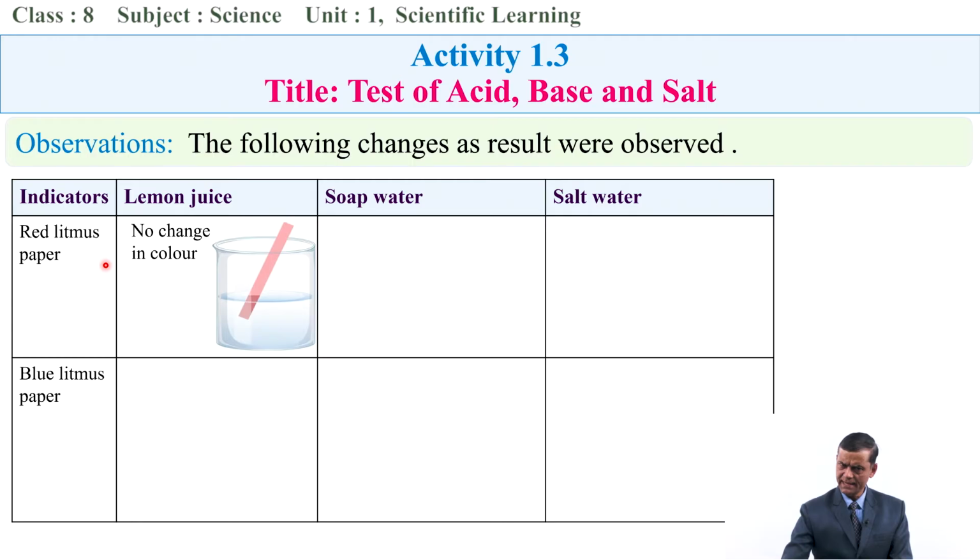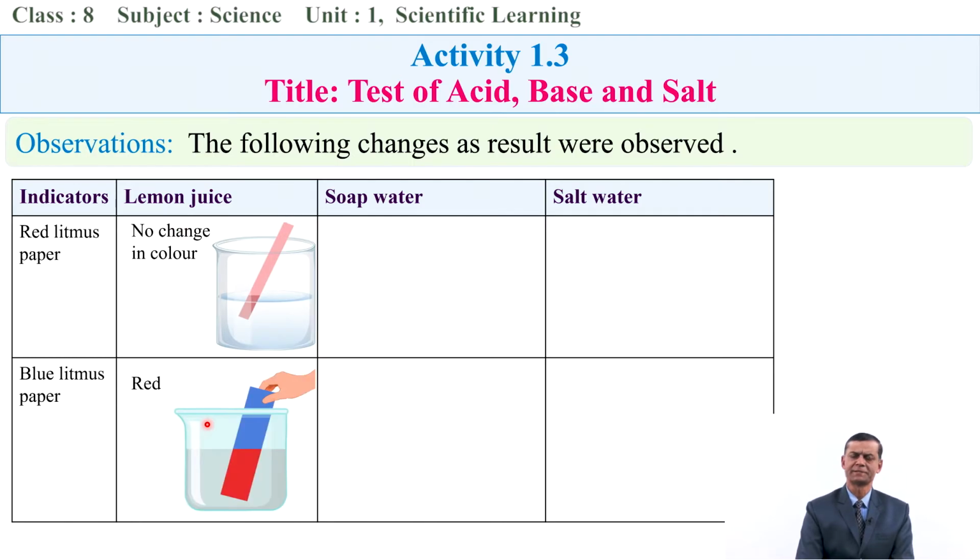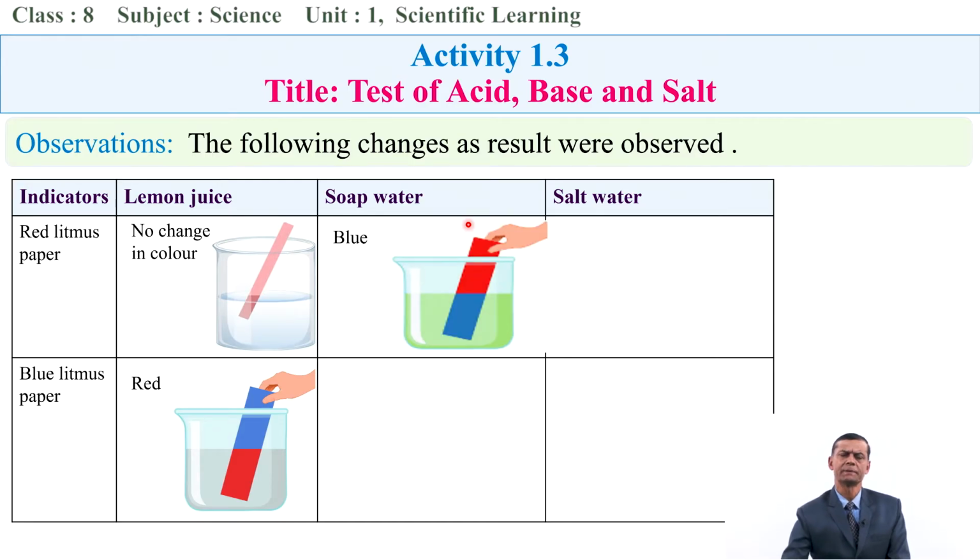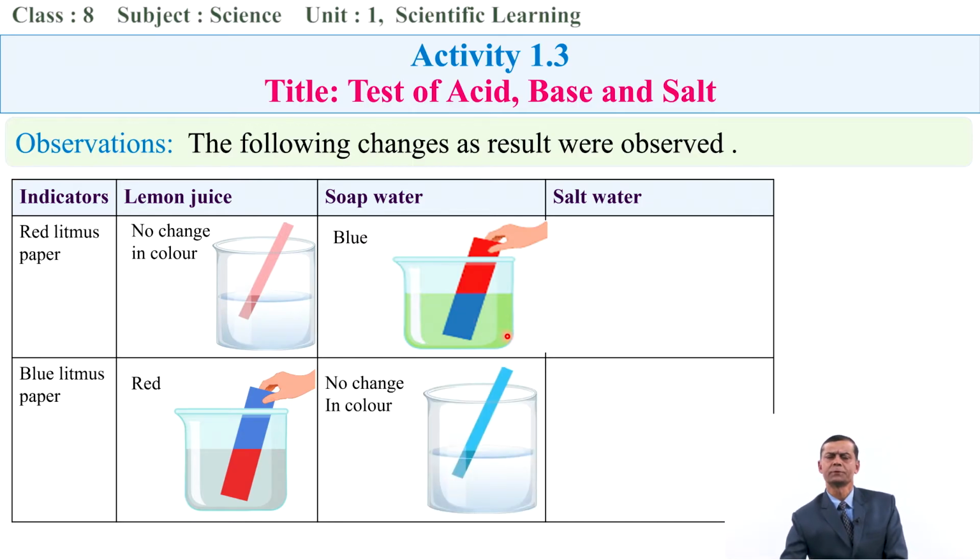But the same lemon juice we tested with blue litmus also. What happened? Sure, blue litmus paper changed into red color. Similarly, in soap water, what was the result? Yes, red litmus paper turned into blue color. Then, in soap water, what was the result with the blue litmus paper? Blue litmus paper could not change its color. It remained as it is, blue.